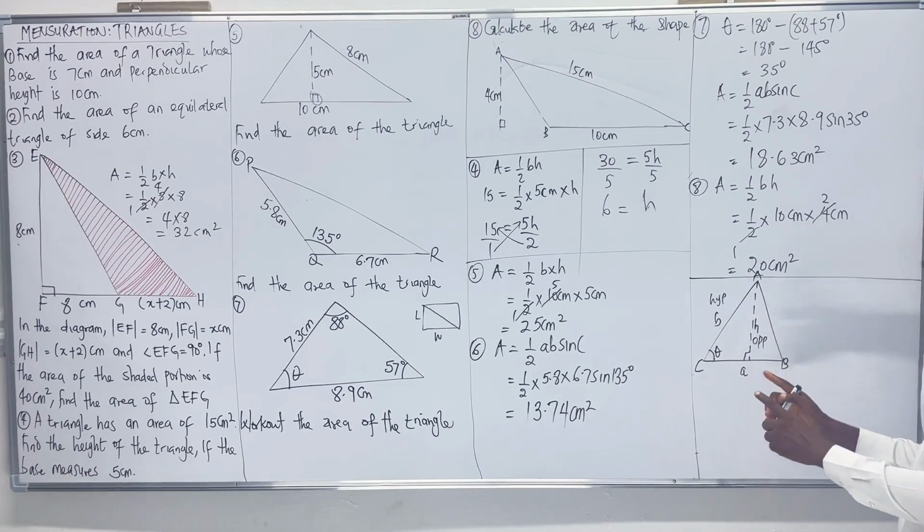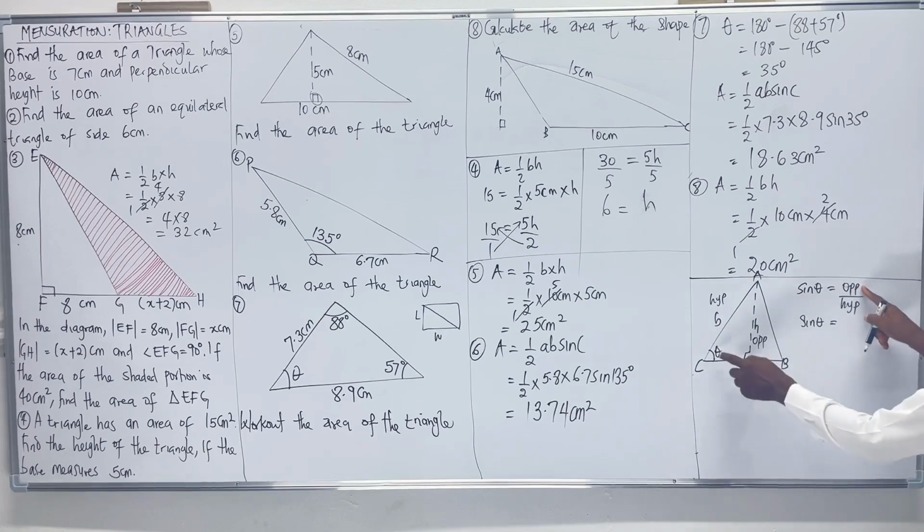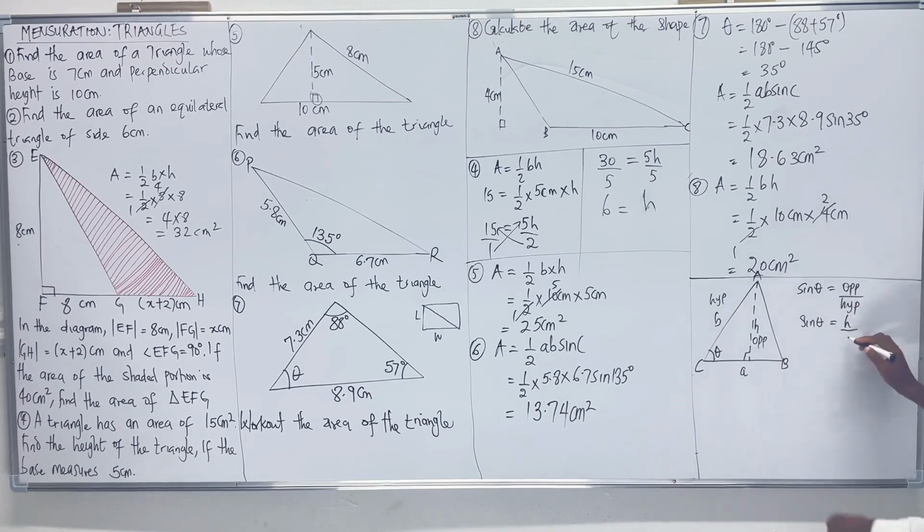So from SOHCAHTOA, this will be sine, right? Because sine theta is opposite over hypotenuse. So this will be sine theta. What is the opposite to theta? It is h. What is the hypotenuse? It is b. Now I can put this sine theta over 1. So 1 times h is h. Then sine theta times b is b sine theta. That's what the height is going to become.